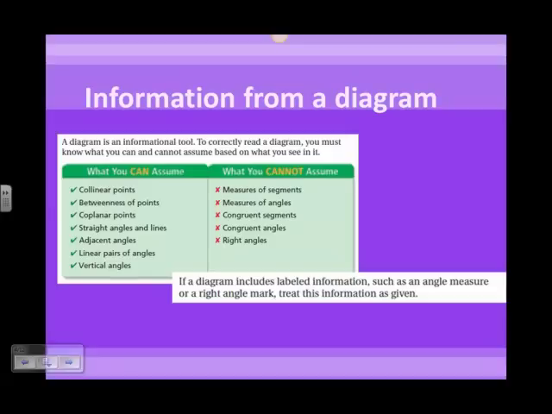coplanar points. You can assume that lines are straight when you're looking at the proof and they appear to be straight. That's a safe assumption to make. You can assume that angles are adjacent. If two angles appear to be a linear pair, it's safe for you to assume that they are. And if angles appear to be vertical angles, it's safe for you to assume that that is the case as well, because you can assume that lines are straight lines. So if you see two intersecting straight lines, you can assume that they form vertical angles.